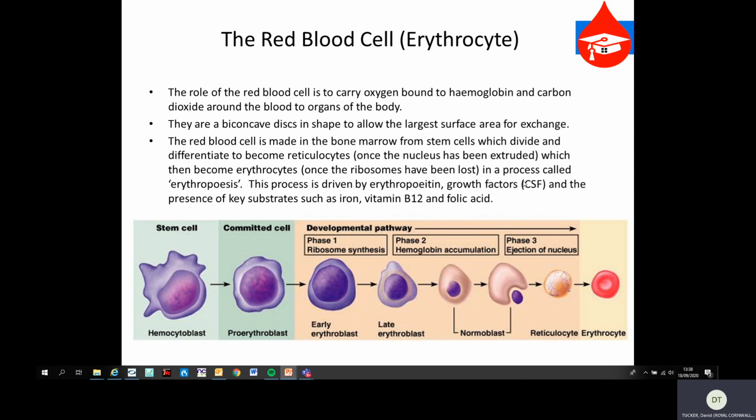And then another one is a growth factor called CSF, colony stimulating factor, which can help to stimulate red cell production. And then there are key substrates or molecules that we need to make red cells: iron, vitamin B12, and folic acid. So you need all of that, and you need a healthy bone marrow to make red blood cells. And then once they're made, they're pushed out of the bone marrow and into the circulation.